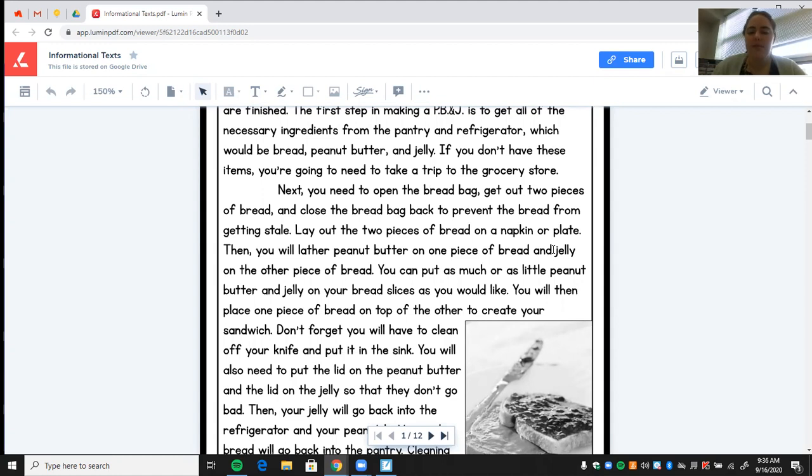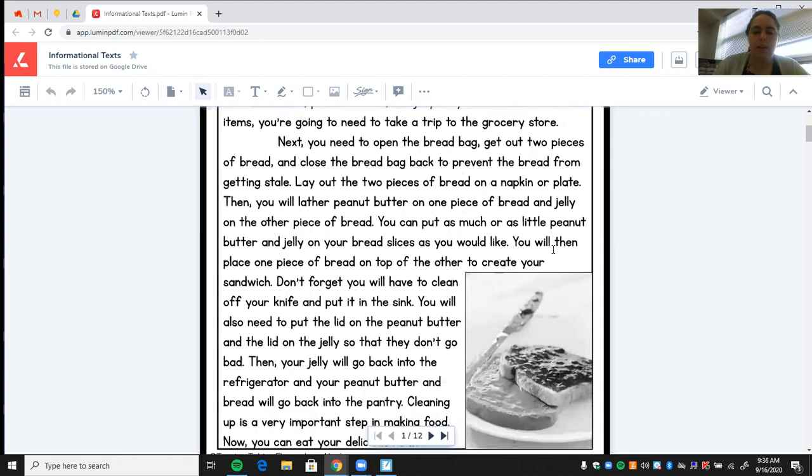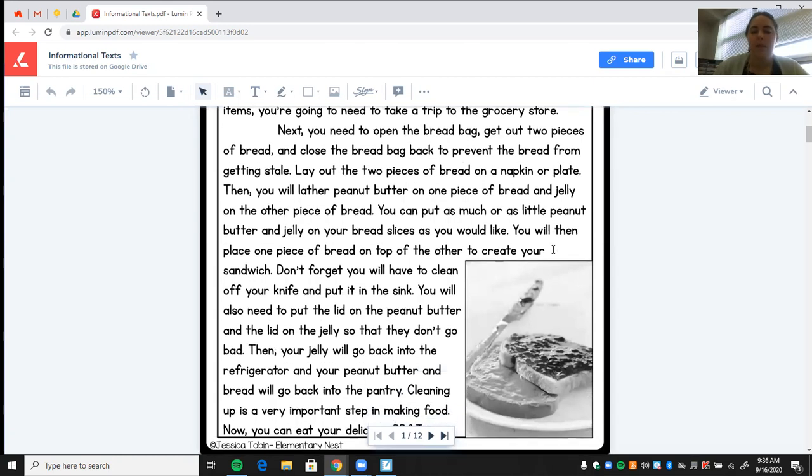Lay out the 2 pieces of bread on a napkin or plate. Then you will lather peanut butter on 1 piece of bread and jelly on the other piece of bread. You can put as much or as little peanut butter and jelly on your bread slices as you would like. You will then place 1 piece of bread on top of the other to create your sandwich. Don't forget you will have to clean off your knife and put it in the sink.